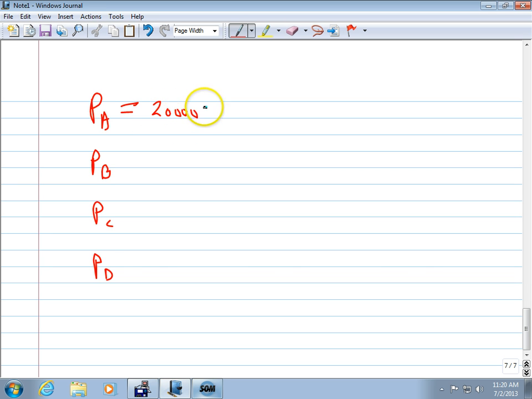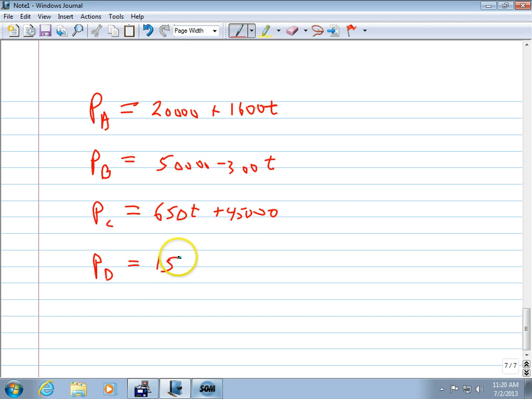Town A's population varies over time this way: 20,000 plus 1,600 t. Okay? Population of town B varies this way: 50,000 minus 300 t. The population of town C varies this way: 650 t plus 45,000. And the population of town D goes this way: 15,000 times 1.07 to the t.